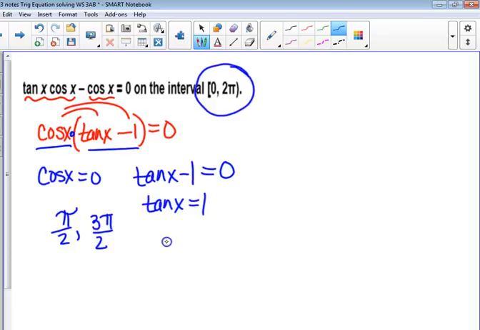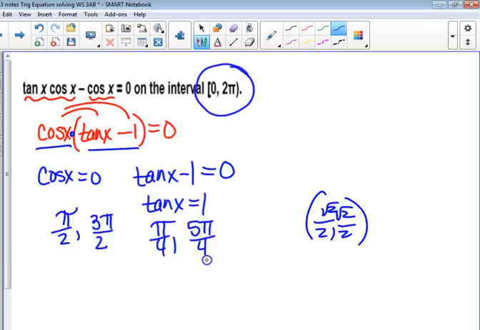Tangent is not on your unit circle. How do you find tangent? You have to take the y and put it over the x. But if the y and x are going to become 1, they have to be something maybe like this. So when you put that over that, you get 1. Why is it 5 pi over 4? Because 2 negatives make positive.